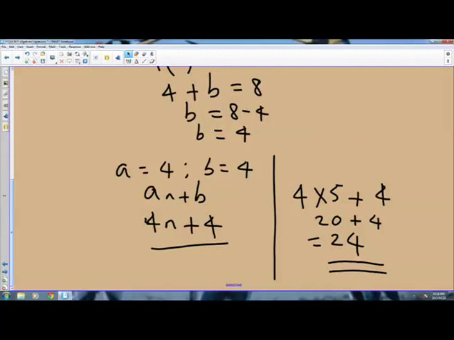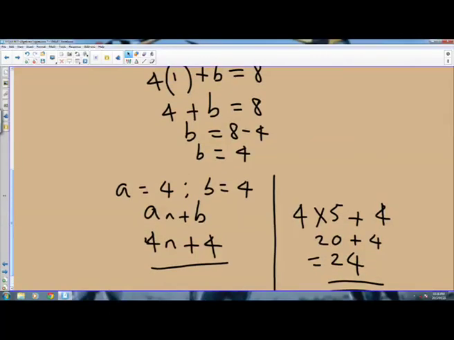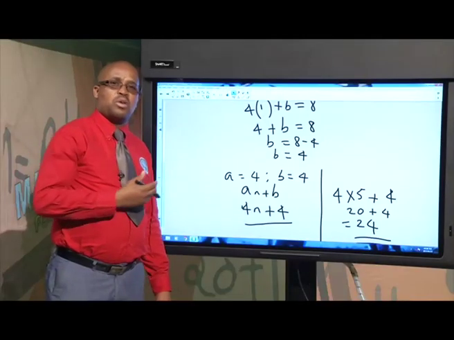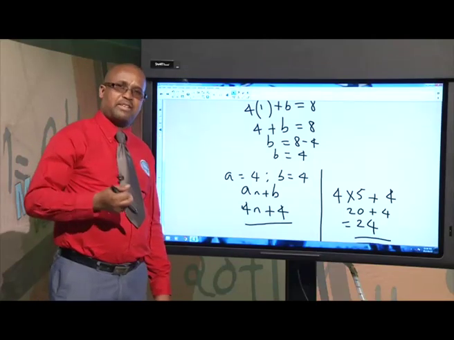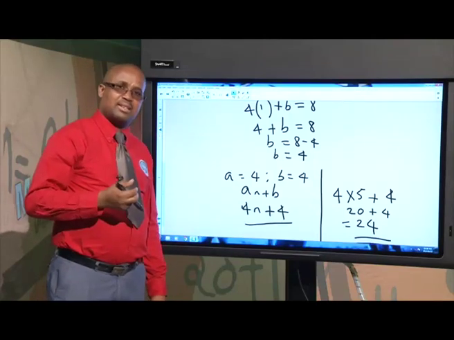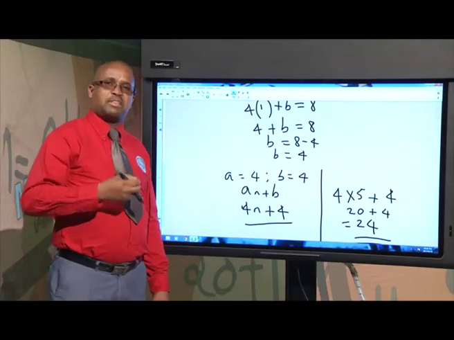You can choose the value of any term and then use it to find the value of b, so that we come out with the algebraic form. This is how we form the algebraic form of a given sequence. All you need to do is to find the first difference, then from there find the constant, and then you substitute in the general form an plus b.